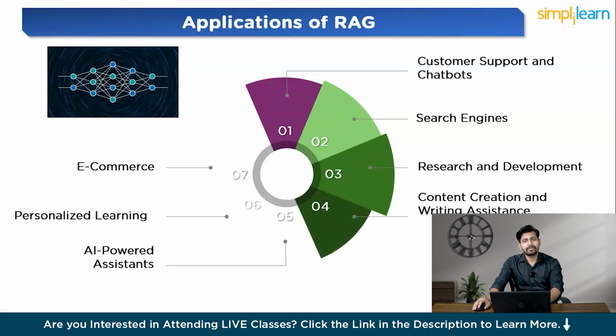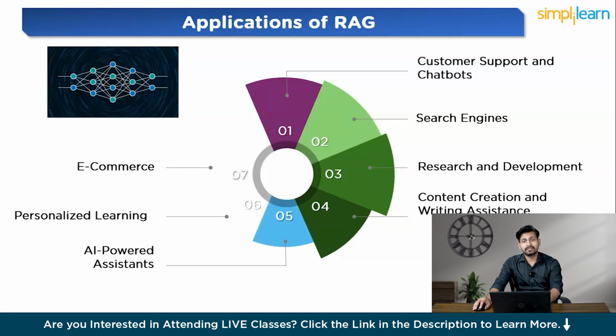Next we have content creation. So guys, for content writers and marketers, RAG can retrieve information on the latest trends, data points, and research, and then help in generating high-quality, accurate content. It can assist in writing blog posts, articles, or reports by gathering relevant data from multiple sources and synthesizing it into a coherent narrative. Next one, we have AI-powered assistants.